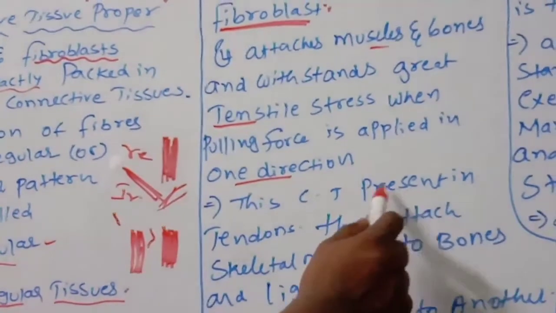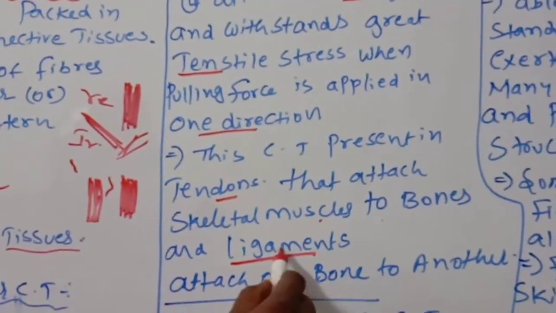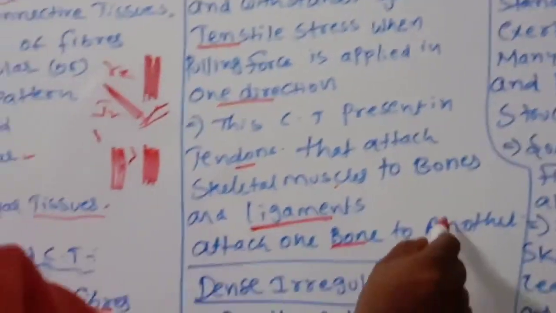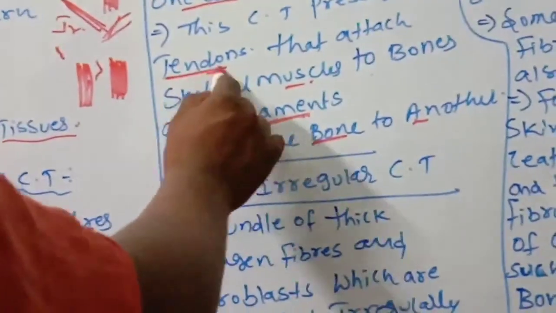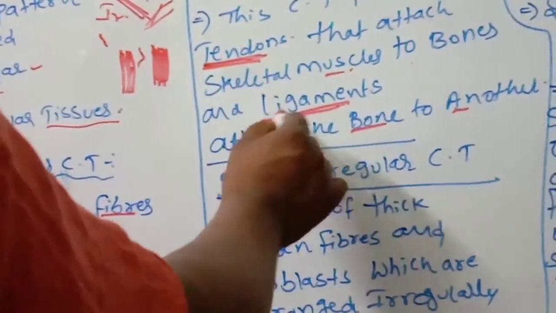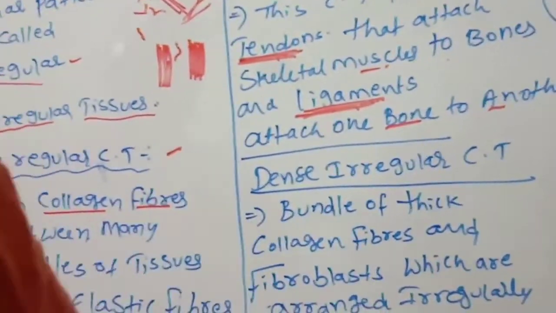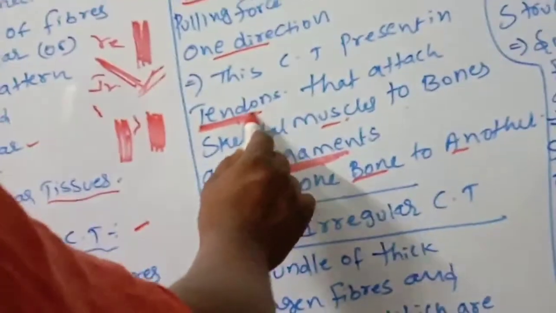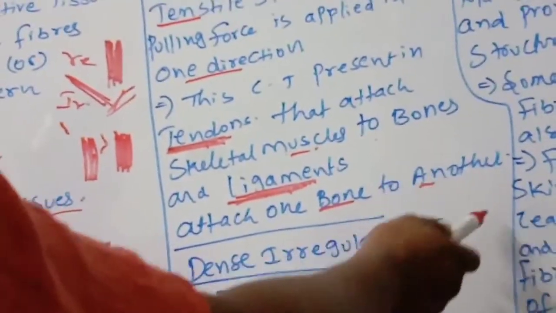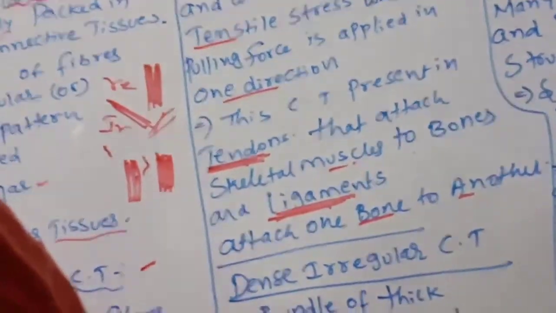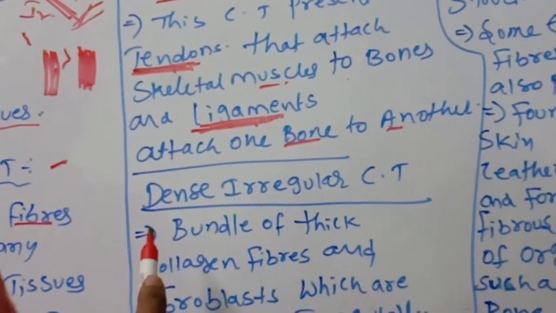This connective tissue is present in tendons that attach the skeletal muscles to bones, and ligaments. You know, ligaments connect bone to another bone. Tendons connect the muscle to bone. Tendons and ligaments consist of dense regular connective tissue. What is the function of tendons? Attach the skeletal muscle to bones, and ligaments attach the bone to another bone. So they will give tensile strength. Dense regular tissue provides tensile strength.